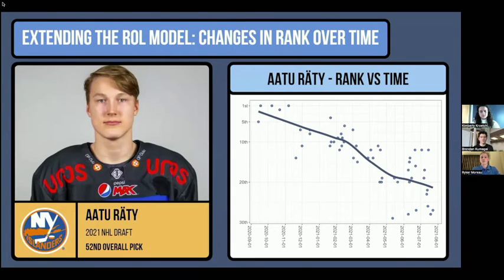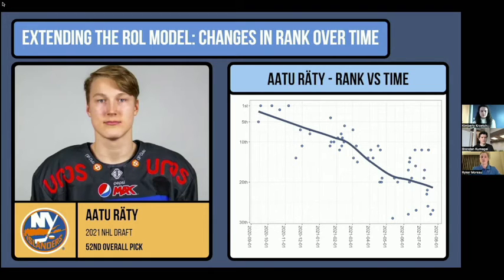For our next extension, we will look at how rankings change over time, or in the application of the NHL draft, how rankings change over the course of the season. First, let's look at an example. Aatu Räty was a top prospect in the 2021 NHL draft. Near the beginning of the 2020-21 season, Räty was considered to be a possible #1 overall pick.